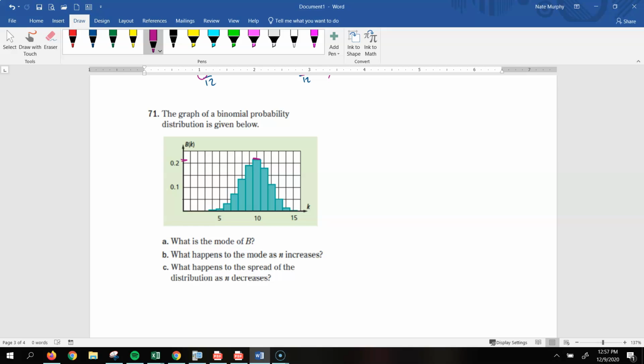So you don't want to make the mistake. Like if this was a multiple choice question, and I had 0.25 as one of the choices, you would not want to say 0.25. The mode is the actual value, the actual number, that is used the most. And so this would be 10.